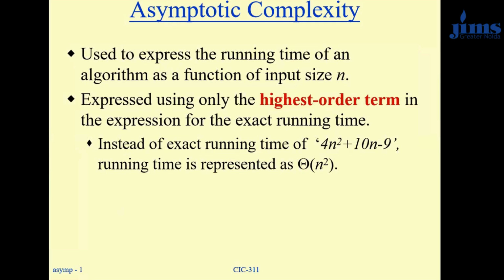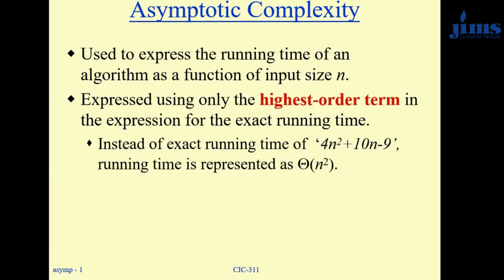Just reading out the first point, asymptotic complexity is used to express the running time of an algorithm as a function of input size n. If I say that the time complexity of the algorithm is theta of n, what does it mean? n means n to the power 1, which means linear. Linear means that if the input size is multiplied by 2, the time taken by the algorithm to generate the result will also be multiplied by 2. It may not be exactly 2, but it will approximately be 2. Since it is approximation, that is why this has been termed asymptotic.